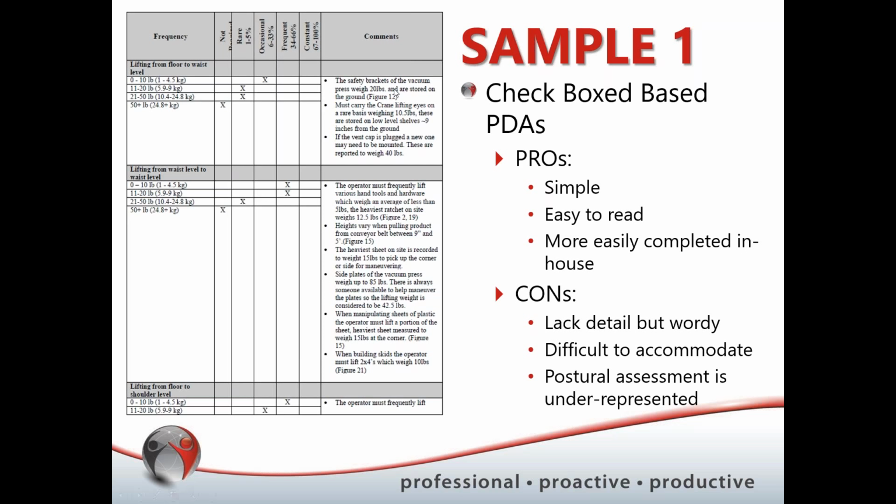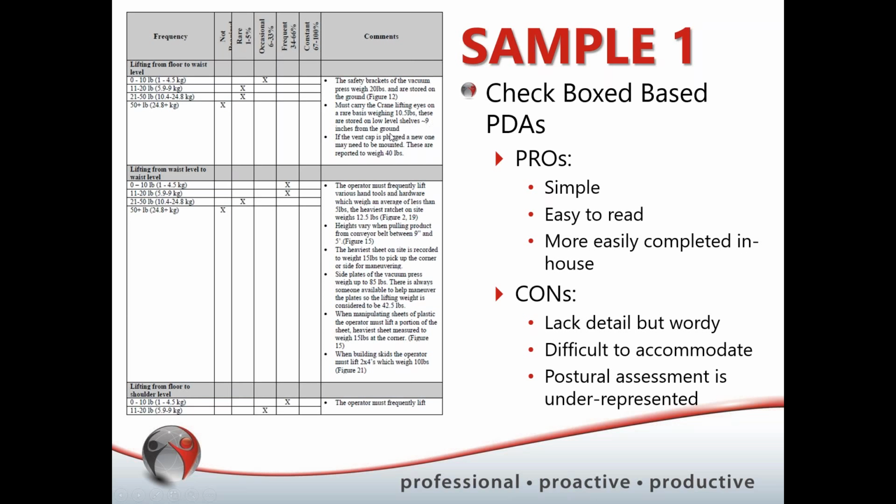Right, so the pieces in particular that I love in the comments here are all the weights and some of the measurements. So for example, in the first box there, talking about safety brackets of some kind of press are 20 pounds, are stored on the ground. Gives you a reference to height, gives you a reference to weight, which is wonderful. The crane lifting eyes are lifted rarely, weighing 10.5 pounds, stored on low-level shelves, which are approximately 9 inches from the ground.